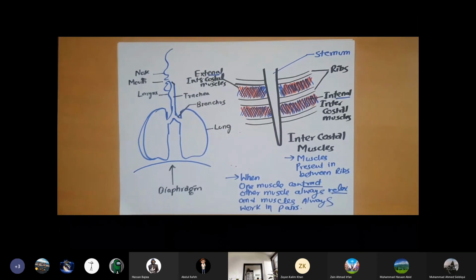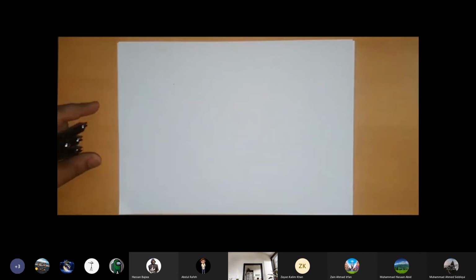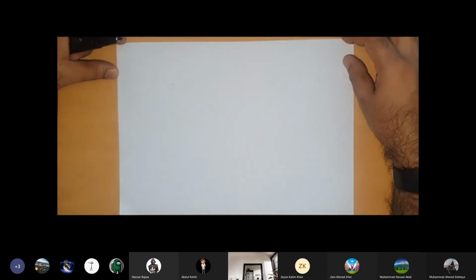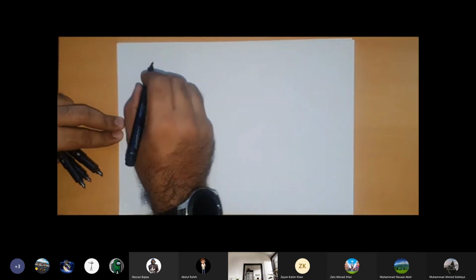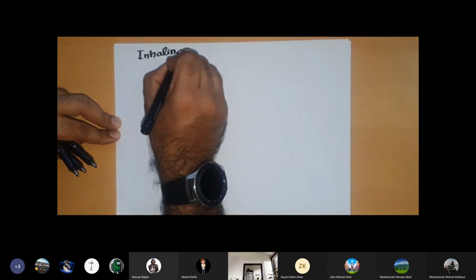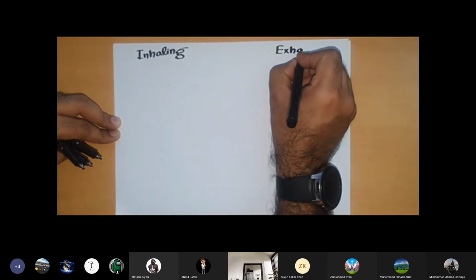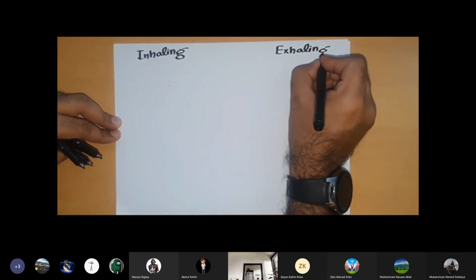Now, let's learn how the inhaling and exhaling process takes place. Remember one thing, it is not difficult to learn about exhaling and inhaling because both of these processes are opposite to each other. We'll learn about both of them on the same sheet. So on this side, suppose we talk about inhaling. And on this side, we'll talk about exhaling.